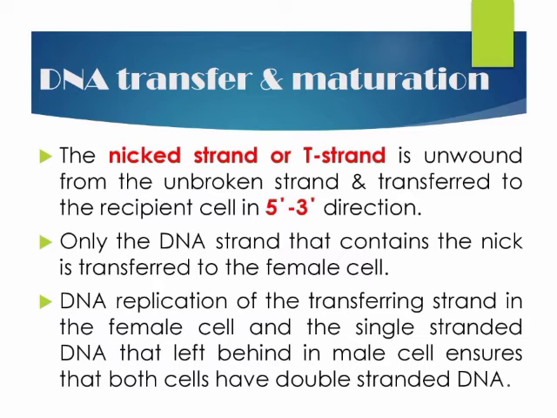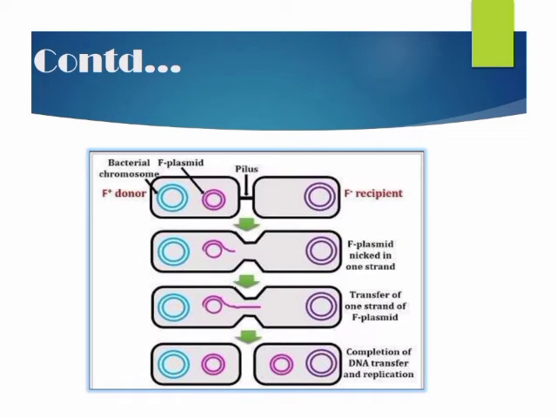The nicked strand or T strand is unwound from the unbroken strand and transferred to the recipient cell in 5' to 3' direction. Only the DNA strand that contains the nick is transferred to the female cell. DNA replication of the transferred strand in the female cell and of the single-stranded DNA left behind in the male cell ensures that both cells have double-stranded DNA.